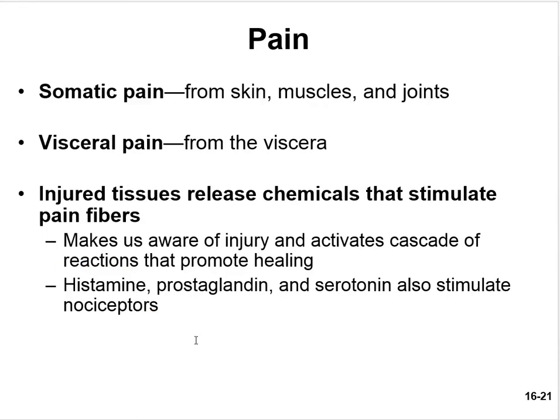Somatic pain is from the skin, the muscles, and the joints, whereas the visceral pain is from the viscera. Now remember, injured tissues or cells release chemicals that stimulate pain fibers. That's why I had said before that nociceptors are actually a form of chemoreceptors, because they're responding to the chemicals that pour out of these cells that have been damaged. These make us aware of the injury, and then it can activate a cascade of other reactions that would promote healing.